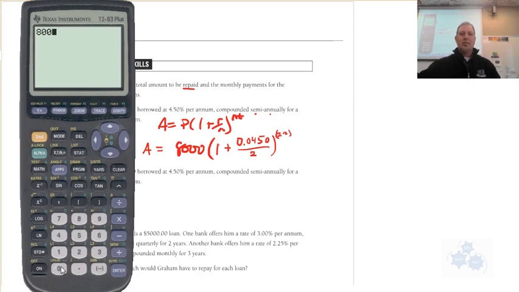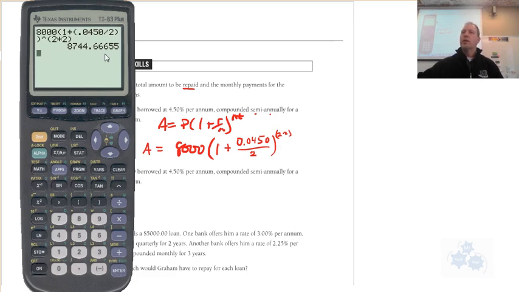So we got 8,000 times 1 plus 0.045 over 2. Okay. All right, so you might need to do some brackets around there. I'm not really sure. Let me just try. So insert some brackets there, just to make sure. Okay, and then this is to the power of 2 times 2. So 8,000 times this to the power of. Okay, so what do we get there?